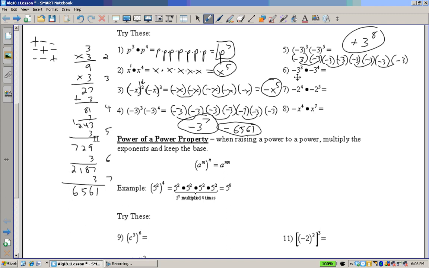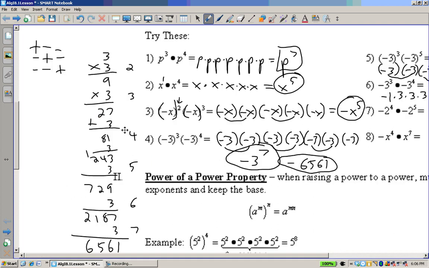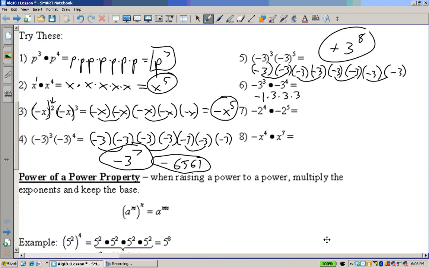Okay, so number 6 here, we have negative 1. There's only 1 negative in this part, and 3 threes. Zoom in a little bit, kind of hard to see. So 1 negative, 3 threes, 1 negative, and 4 threes. So negative times negative is a positive. And then we have 1, 2, 3, 4, 5, 6, 7 threes. I'm just going to leave it as 3 to the 7.